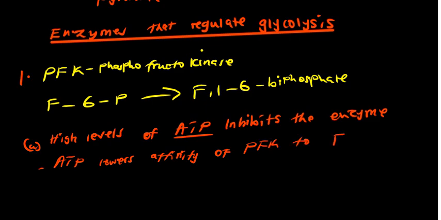Since the essence of glycolysis is to break down glucose to form energy, which is ATP, and ATP is the currency of energy for the cells, when you have high levels of ATP, this tells you there is enough energy in the system, so there is no need to continue making more energy. So that's why high levels of ATP will lower the affinity of the enzyme PFK to bind to fructose 6 phosphate.